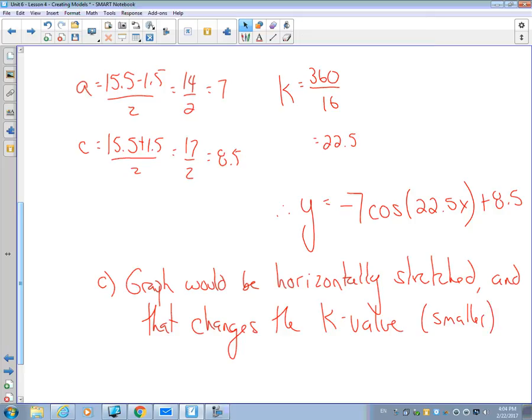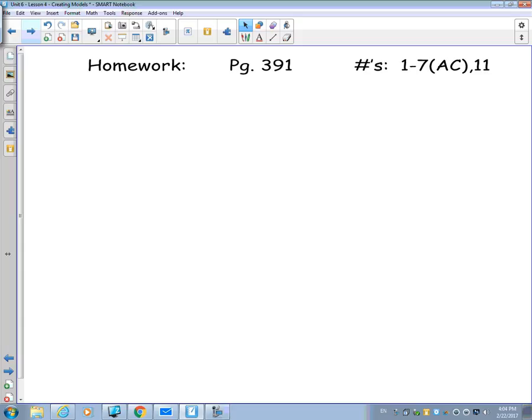Okay, and that's where we can create some models. So that's the end of that lesson. Try some things. You've got to be able to figure out different parts and pieces of equations by looking at different sets of information. Tables, graphs, words, things like that.